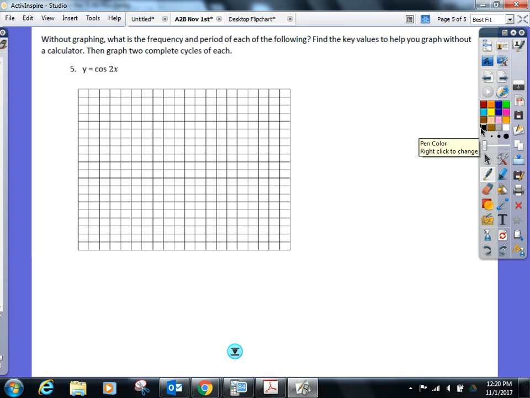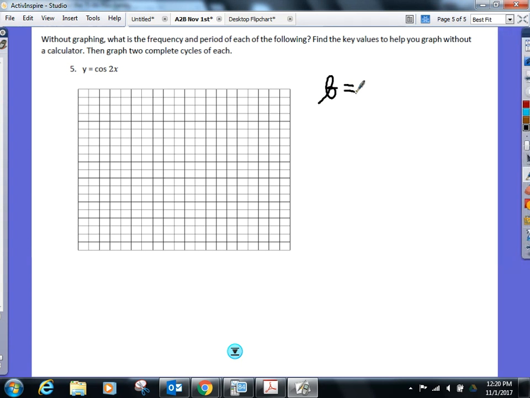Who you got for me, Isabella? Anna, ready? All I need is period and frequency according to this equation. What is it? 2. Period. How do I find it? 2 pi divided by what, Anna? 2. What cancels out? So I'm left with pi. Got it. So my graph should end at pi. That's what that's telling me.